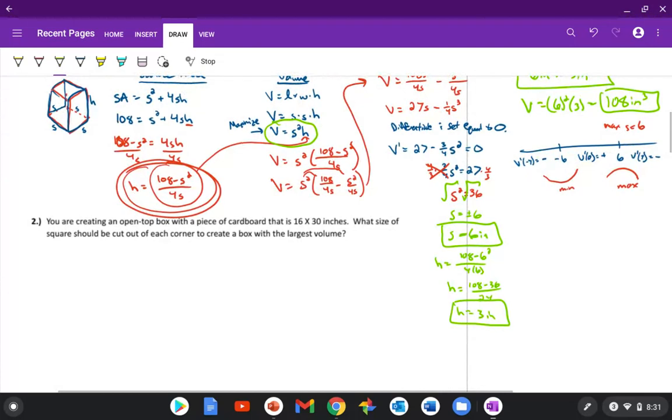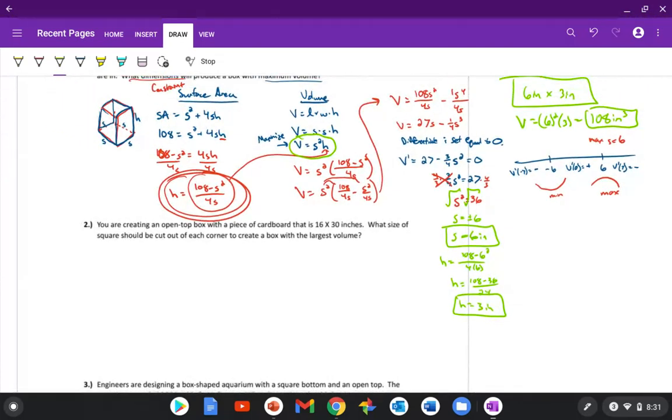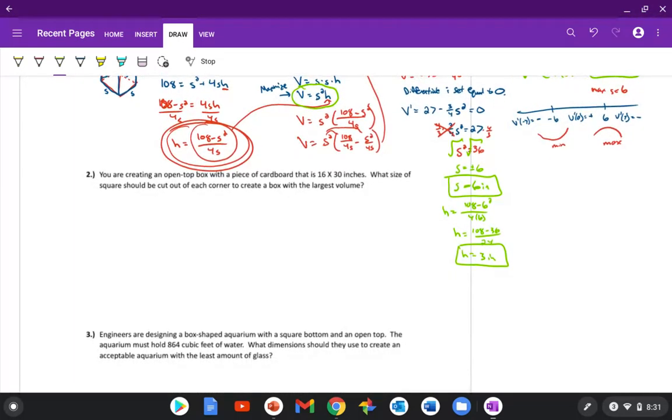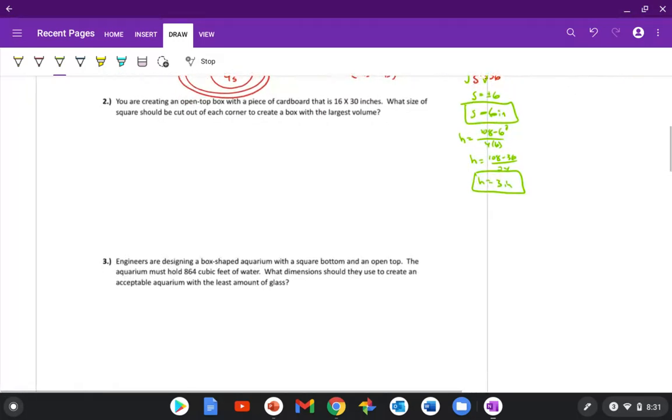All right. So this one, you don't have to do one... actually, sorry, you do have to do one, like number 3 is like number 1. So you'll use number 1 as a reference to solve number 3. Very similar. Now the only difference is on number 3, it's told that it's going to hold 864 cubic feet of water. So it's giving you volume.